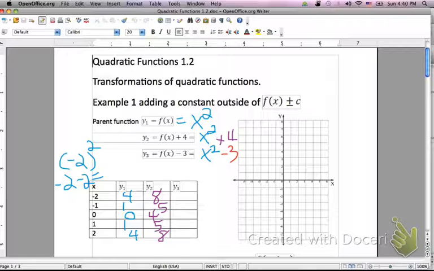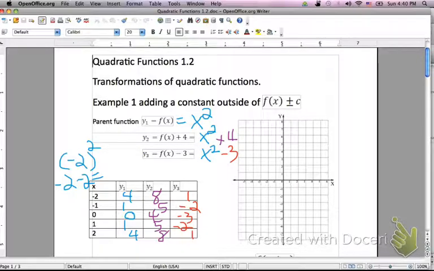Okay, same thing with y3. I've already calculated what x squared equals for these different values of x. And now I can just simply subtract 3 from those values already calculated. So 4 minus 3 is 1. 1 minus 3 is a negative 2. 0 minus 3 is a negative 3. 1 minus 3 is a negative 2. And 4 minus 3 is 1.